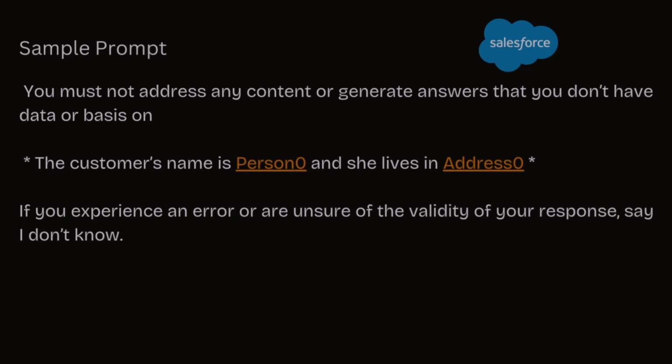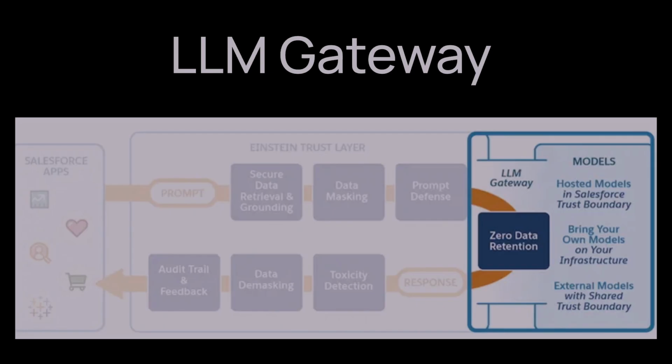Once all of these steps are completed, the prompt is ready to go to the LLM gateway. The gateway manages interactions with different model providers and represents a unified and secure way to communicate with multiple LLMs. The gateway and model providers use TLS encryption to make sure that the data is secure during transit.